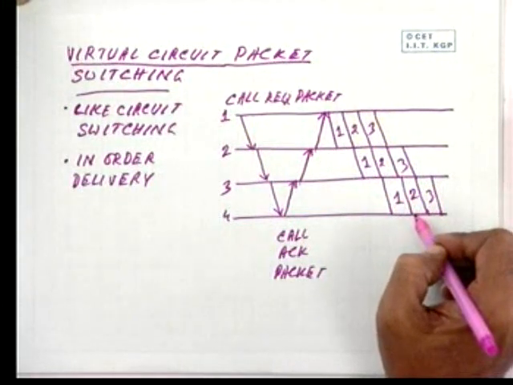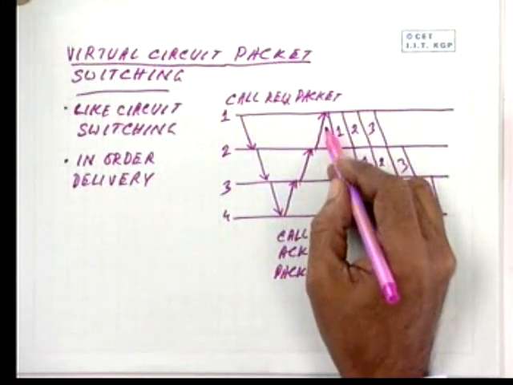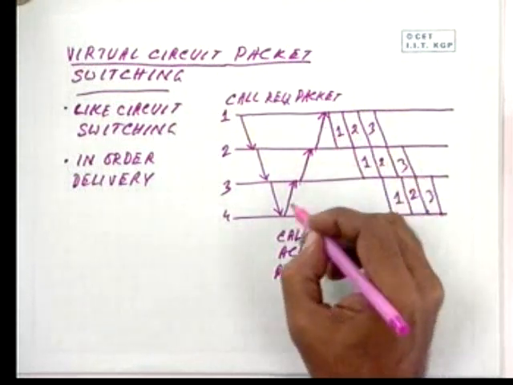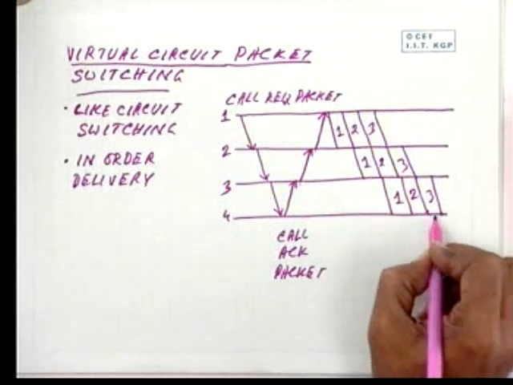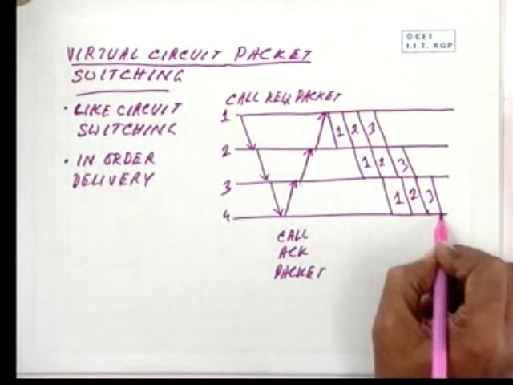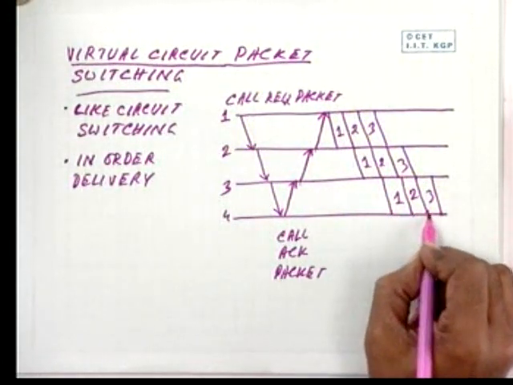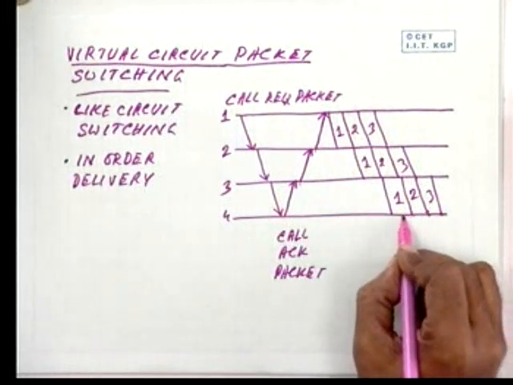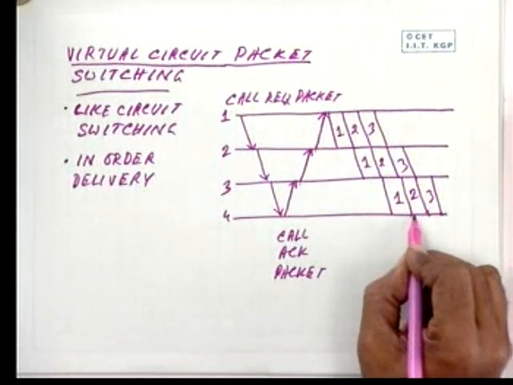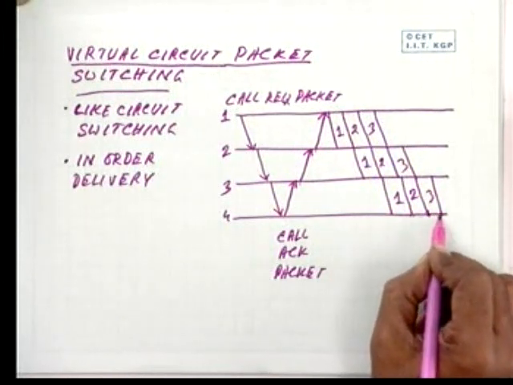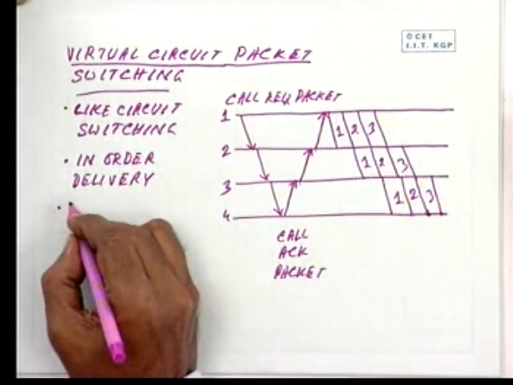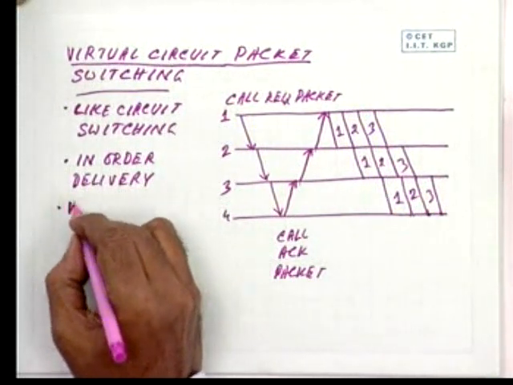But remember, it is not exactly circuit switching, because again the same store and forward approach is used, and there is a variable amount of delay between the receipt of each of these packets. So there can be some delay between the receipt of packet 1 and packet 2, or after receiving 2 there can be some delay before you receive packet 3, but you will receive in order. So there can be variable delay.